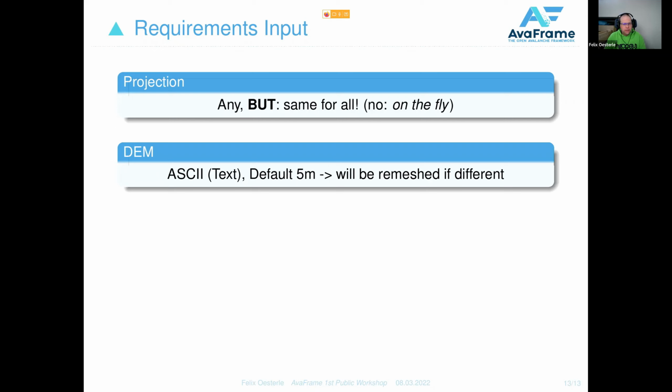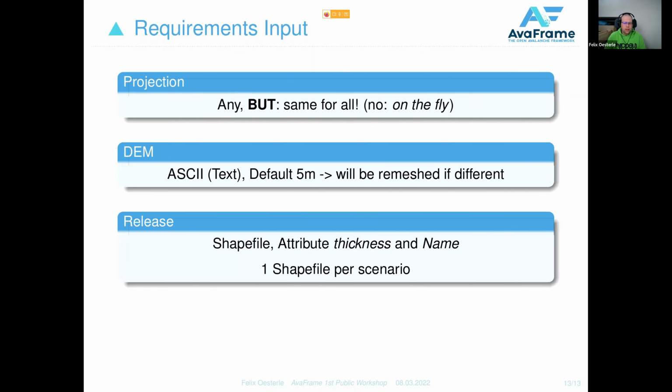The DEM has an ASCII format, but you will see that this is being handled by QGIS anyway and defaults to 5 meters, as already mentioned. And then we have the release areas. These should be shapefiles, and they should have an attribute thickness and name in them. And the thickness sets the release height at the beginning of the simulation.